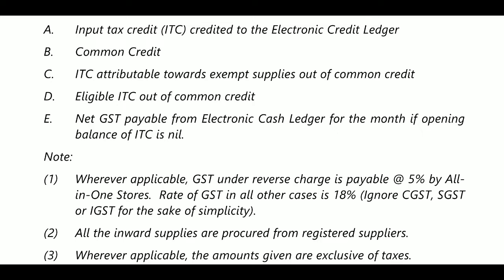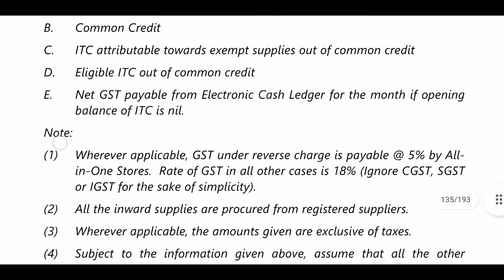Next, eligible ITC out of common credit. You will get this amount based on that. What is the amount of credit available, minus what is related to the exempted common credit? That amount will be deducted, and you will get the eligible ITC of common credit.